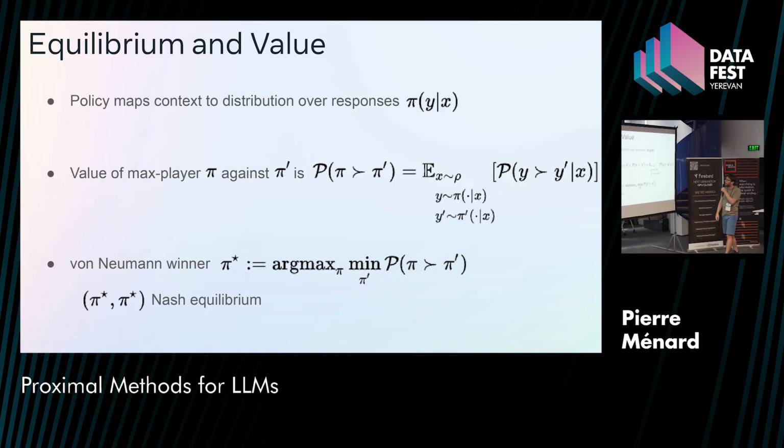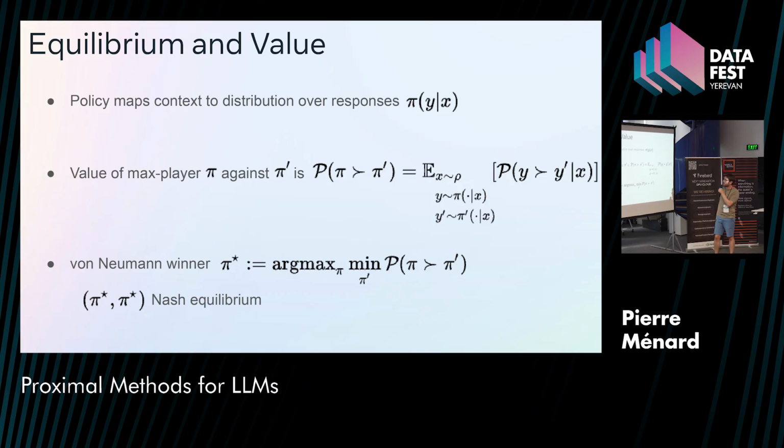Given a policy for the max player and one for the min player, you can define what is called the value of the max player in this game. You can see it first as the average reward of the max player in the game. And also you can see it as the probability that the response by the max player is picked, if you average over everything: the policy of the opponent, the context, and so on.